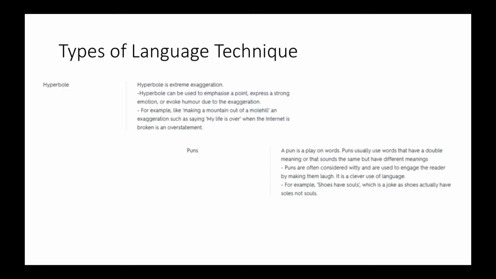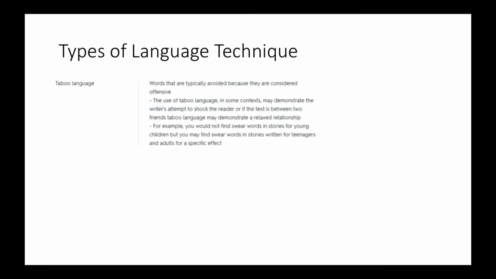A pun is like a play on words, so words that might have a double meaning or that sound the same but have different meanings. They're often considered witty and are used to engage the reader. So for example, shoes have soles, which is a joke, as shoes actually have soles, not souls. So play on the spelling there.